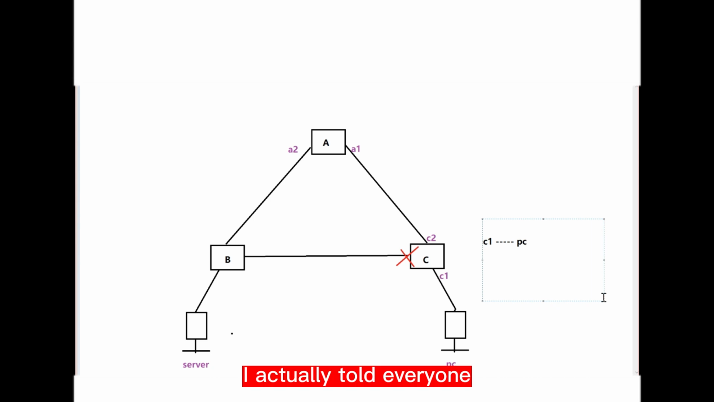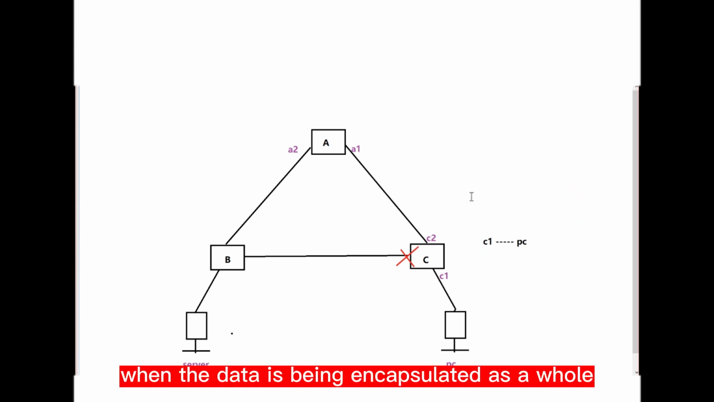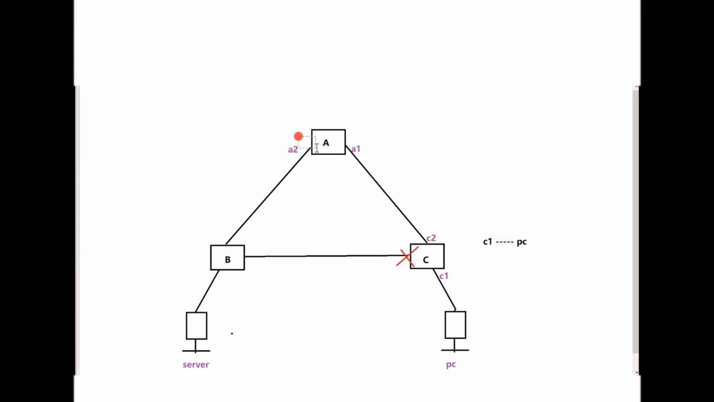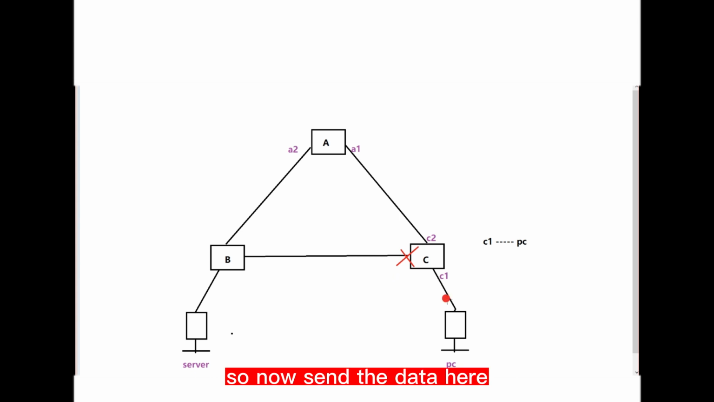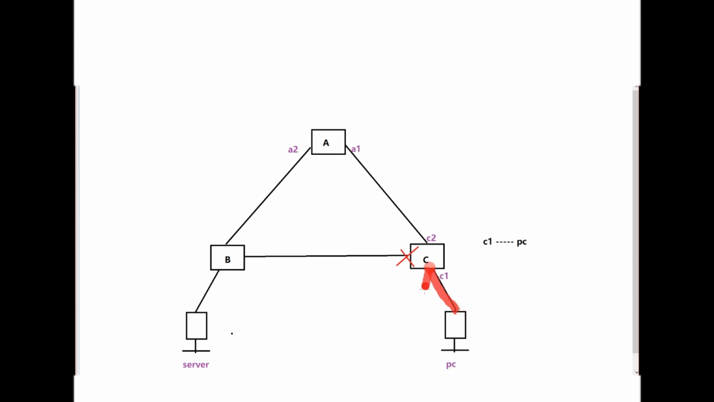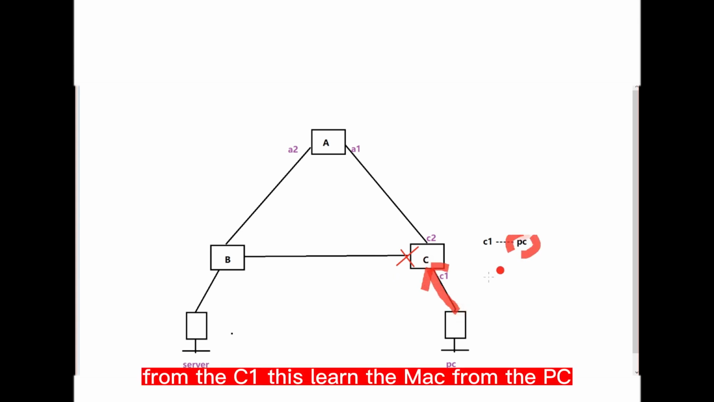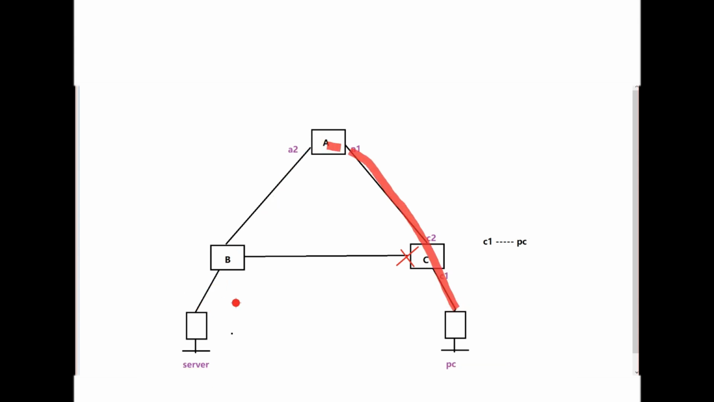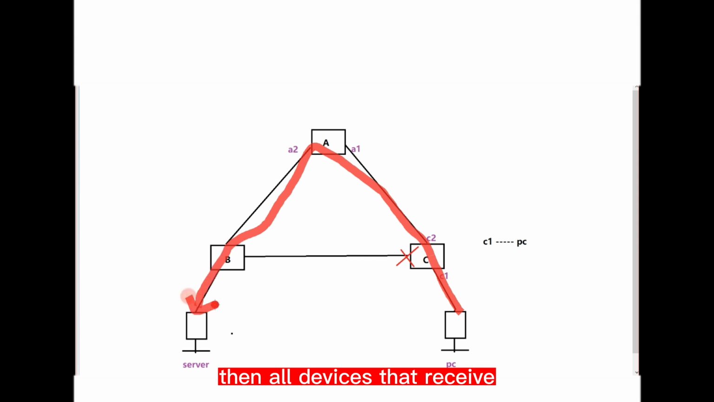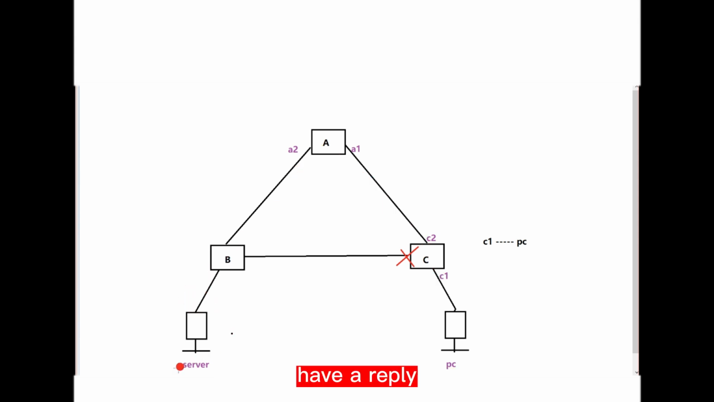I actually told everyone, when the data is being encapsulated as a whole, in fact, the interface of the switch does not have a MAC. So now send the data here. From the C1 interface it learns the MAC from the PC. Then the final data if the past reply packet. Remember ARP? Send a broadcast message. Then all devices that receive it have a reply.